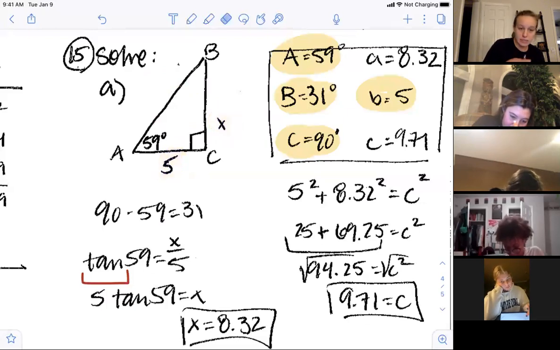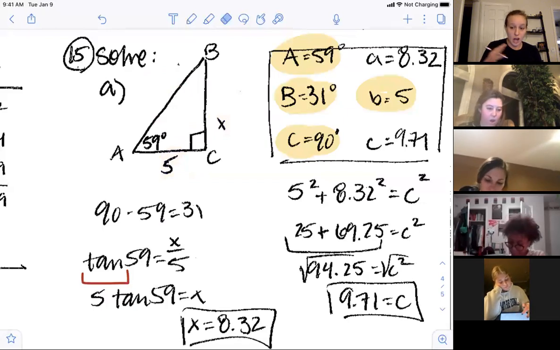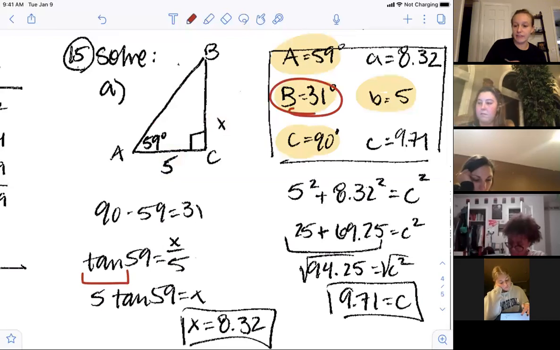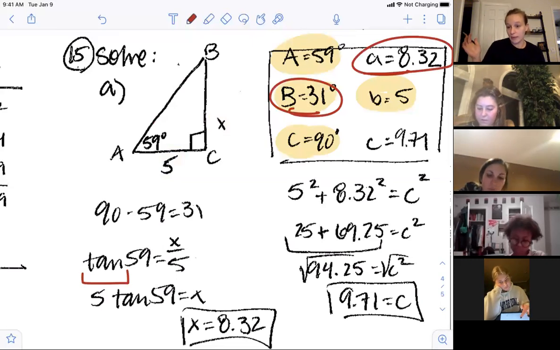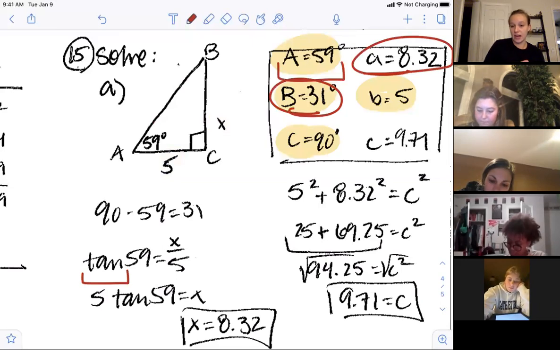Let me put it this way. When we're finding all of these pieces, I like to use what they already gave me as long as I can, because if I made a dumb mistake finding angle B, and then I use that to find little a, then I might mess up my whole problem. As opposed to if I use what I know is true, like they gave us 59, so I know that's a fact. If I use that in my trig function, it makes it a little bit easier.